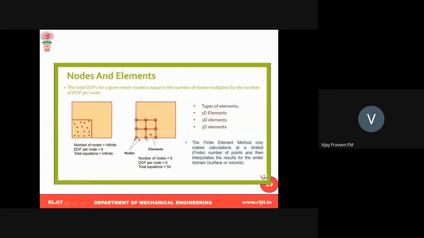It is having an infinite number of nodes. In order to get the finite element, I divide into a number of elements. 4 elements I divided. Therefore, at each corner, the connected elements get the nodes. Total 9. Therefore, you will get only a few number of degrees of freedom. You will get 6. 9 nodes into 6, that becomes 54.